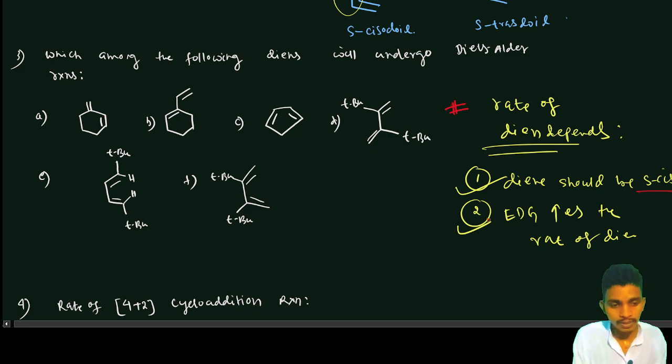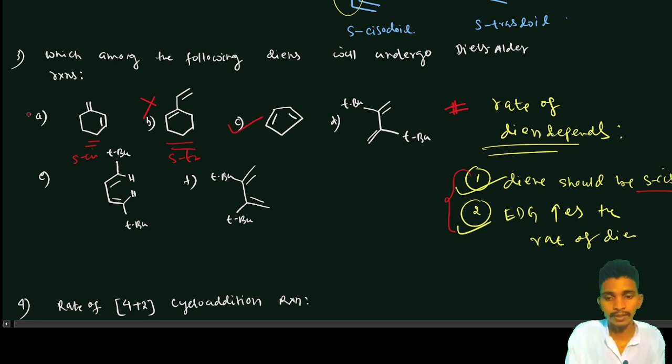So for these two factors, we will do some examples. Which among the following dienes will undergo Diels-Alder reactions? If you look at these examples, this one is in the ring. This one is s-cisoid, but this one is s-transoid. Although this is a single bond and rotation is normally possible, this is in the ring and cannot rotate, so it will never go through the Diels-Alder reaction.